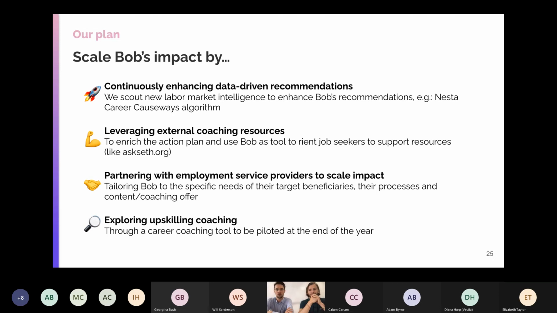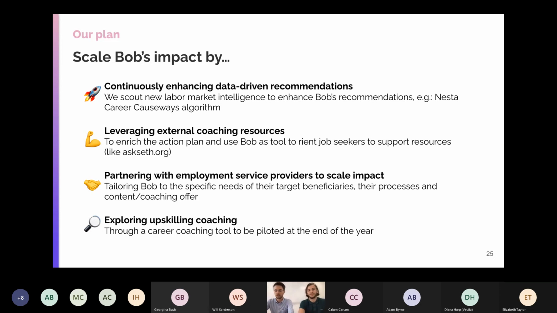To do so, as Benjamin said, we partner with employment services providers, and here what we do is that we tailor Bob to the specific needs of their target beneficiaries, which might vary from one organization to another, to their processes and content.